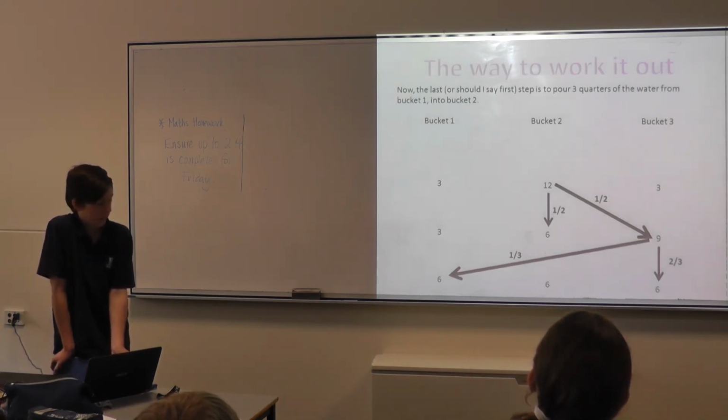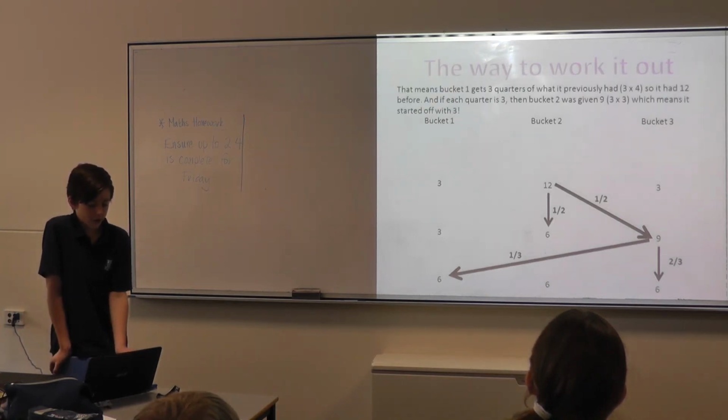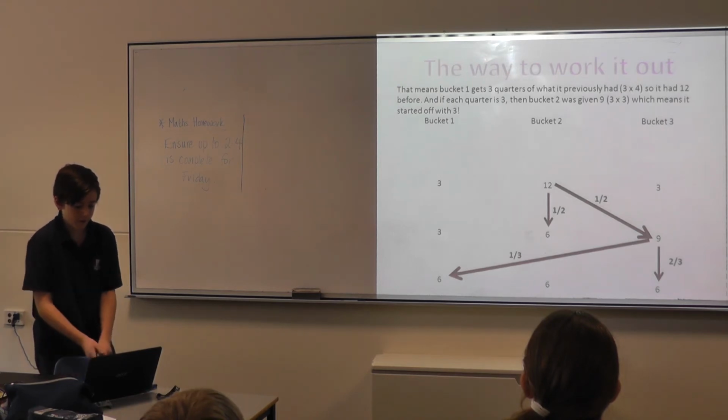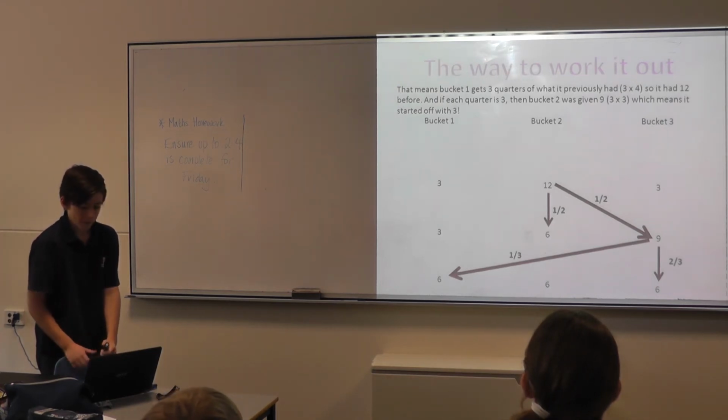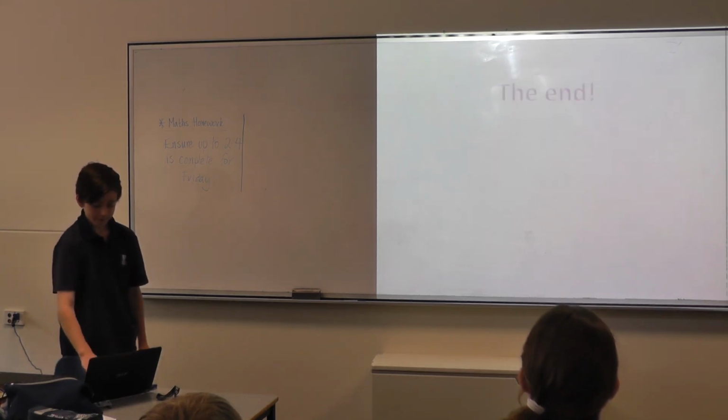So then the last, or should I say first, step is to pour 3/4 of the water from bucket 1 into bucket 2. So that means bucket 1 gets 3/4 of what it previously had. Each quarter is 4, so it had 12 before. And if each quarter is 3, then bucket 2 is given 9. So 3 times 3. I mean, it started off with 3. Done.